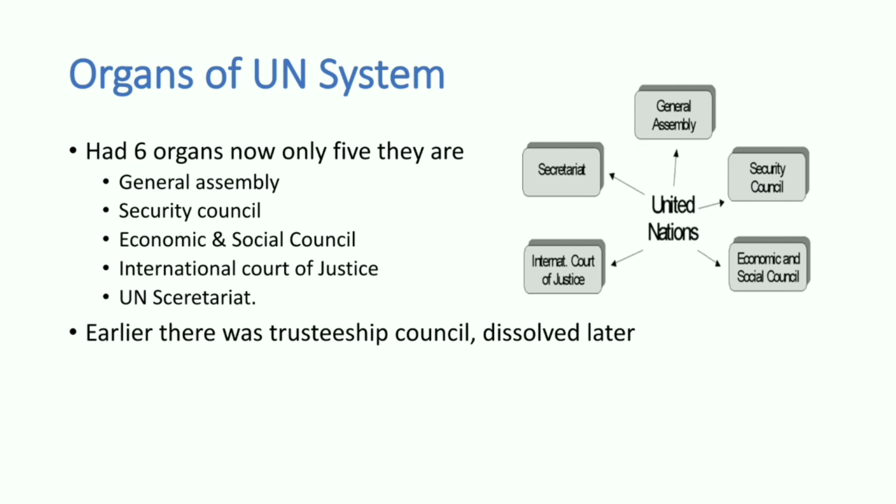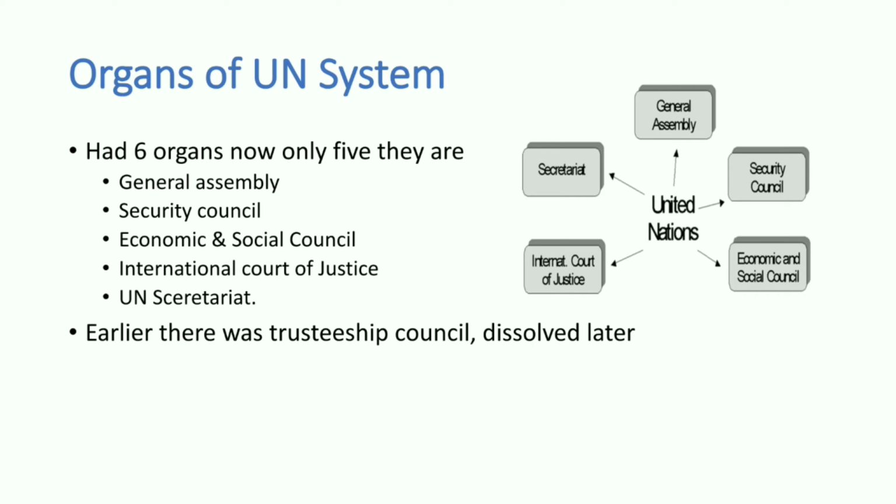Now coming to the organs of the United Nations system. It had a total of 6 organs, but as of now there are only 5 organs, because there was an organ named the Trusteeship Council. As I had already mentioned, in the decolonization, some of the nations didn't become independent nations and they were termed as trustees. These trustees were looked after by the Trusteeship Council. After all the trustees became independent nations, this Trusteeship Council was of no use. So what happened was, this Trusteeship Council as an organ in the United Nations got dissolved.